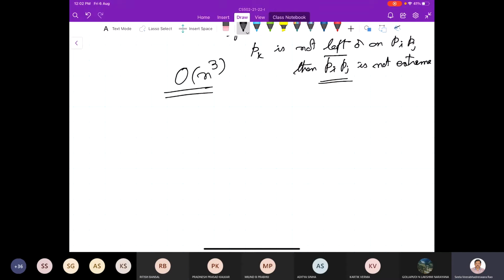Today in particular, we will discuss two or three different algorithms. One is what is called gift wrapping, and the second one is quickhull. Okay, these two we'll discuss today.